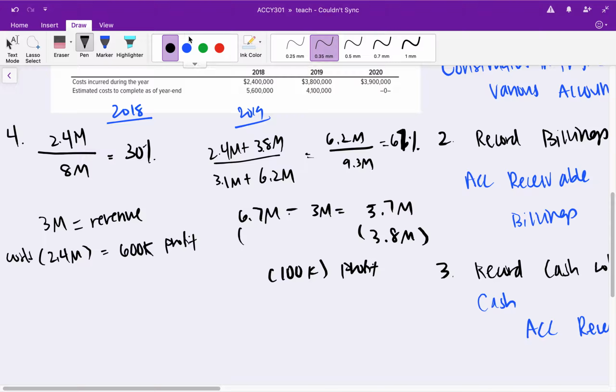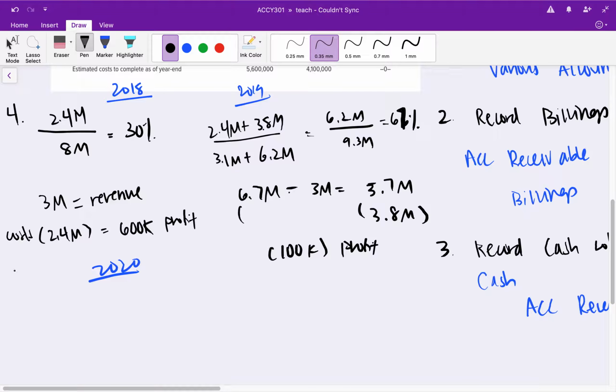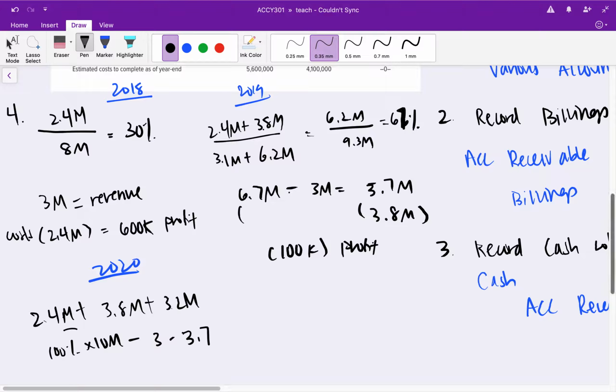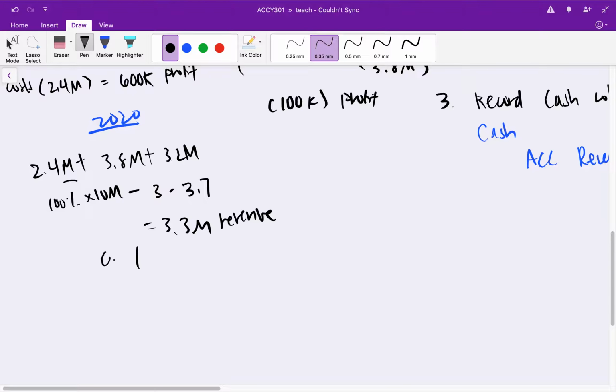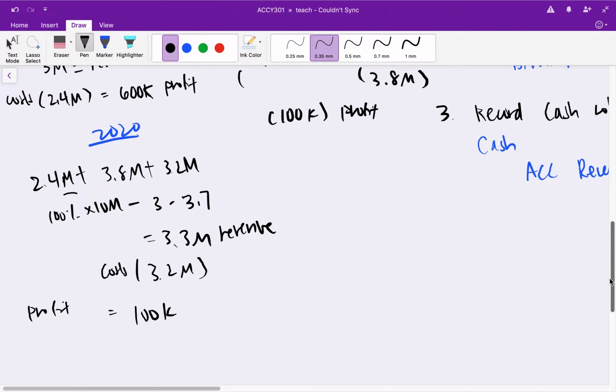And in 2020, go up here, it is 3.2 million. So we're going to take our 2.4 million plus 3.8 million plus 3.2 million. Well, basically it's 100%. Subtracted by 3, subtracted by 3.7, and basically the amount that we'll recognize is 3.3 million. And our costs were 3.2 million, so we can take that away to get a profit of 100K.